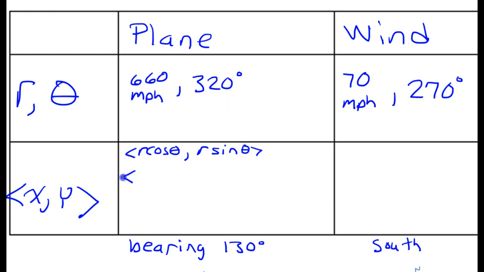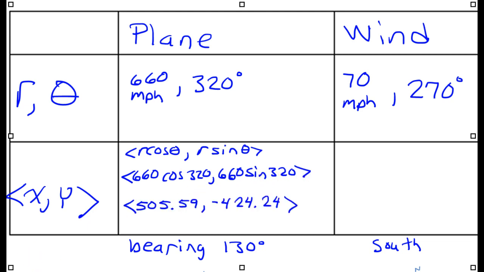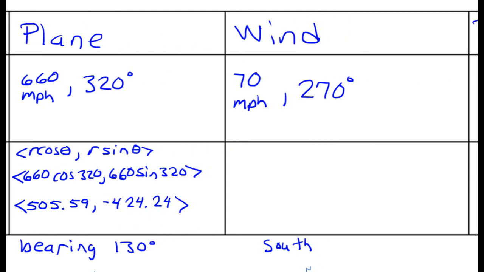So for the plane, that's going to be 660 cosine 320, comma, 660 sine 320. Just put that in your calculator. Alright, so the plane vector in component form is 505.59, comma, negative 424.24. Let's do the same thing for the wind.